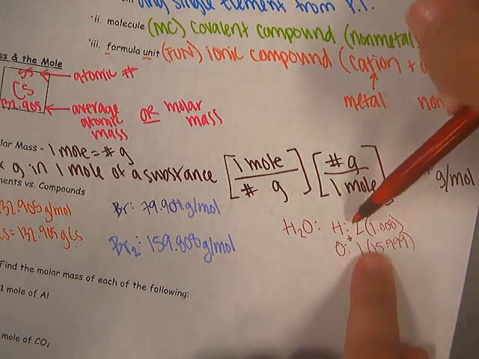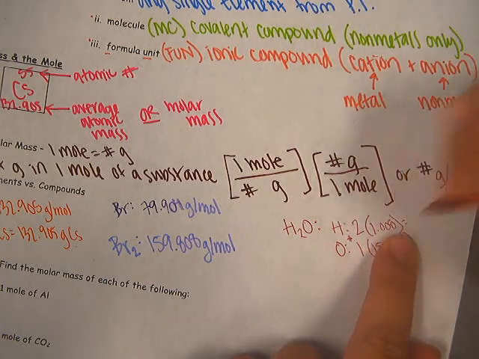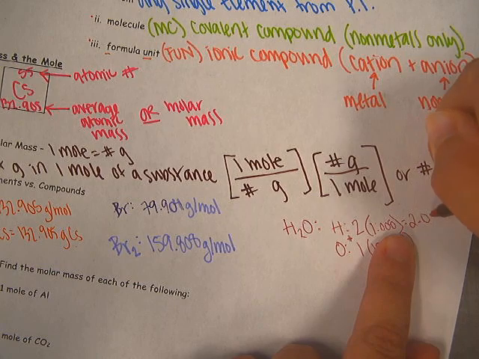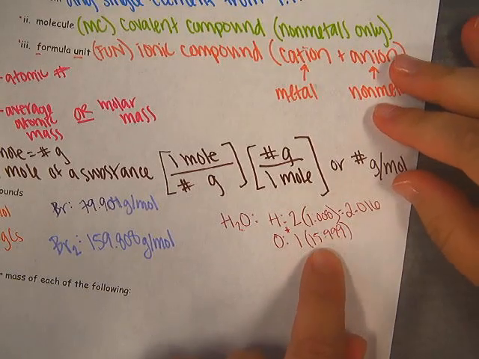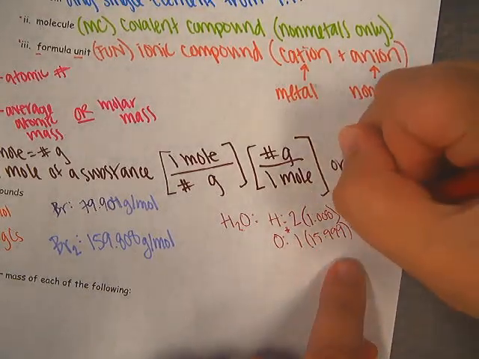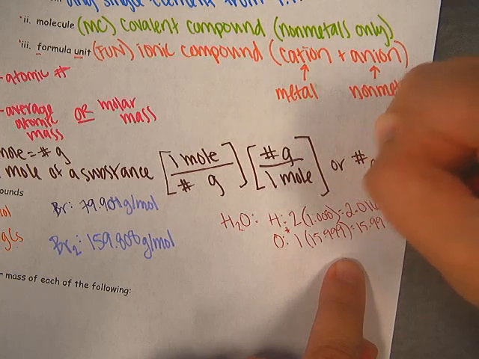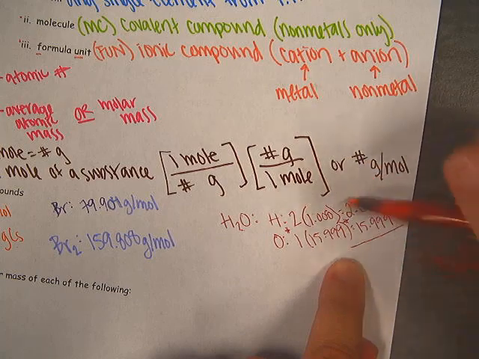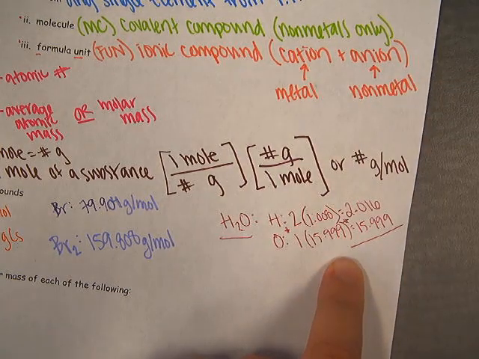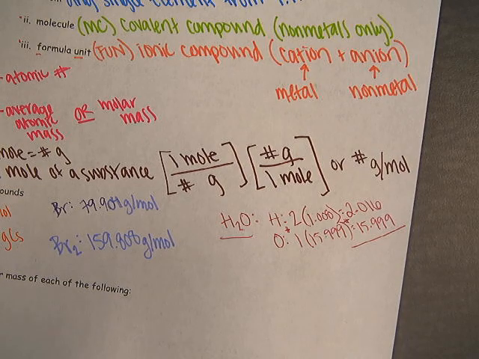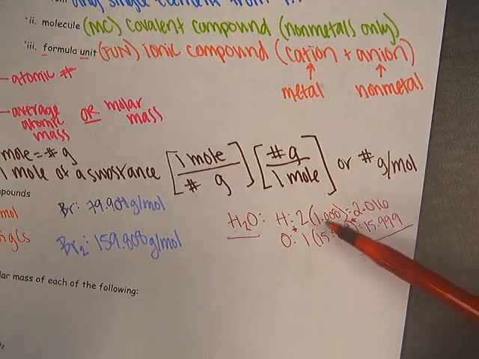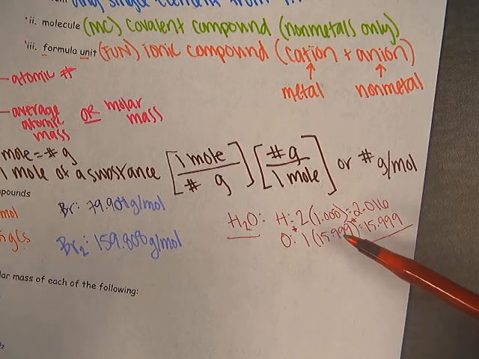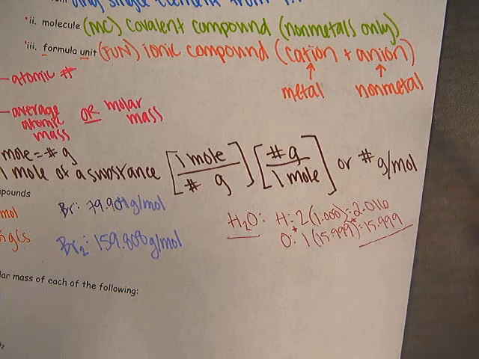So after I multiply them, 2 times 1.008 gives me 2.016. And then 1 times 15.999 equals just 15.999. I'm adding those 2 numbers together to get the molar mass of my compound. If the multiplication piece is throwing you off, you're certainly welcome to just add 1.008 plus 1.008 plus 15.999. It's just that oftentimes we'll have pretty large numbers here, so to make it easier, we do the multiplication.